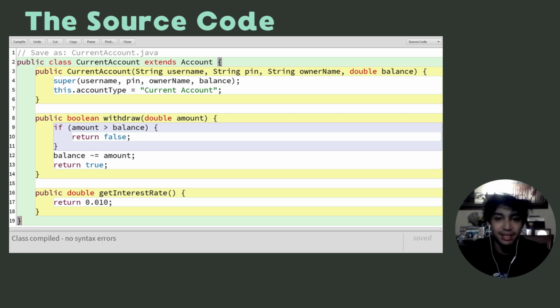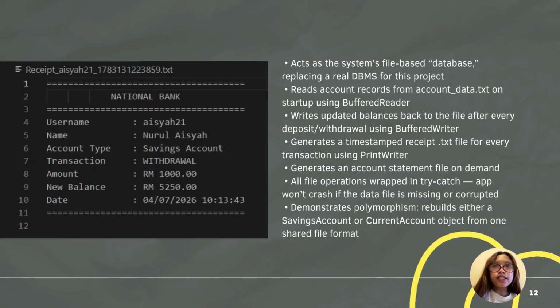It generates a timestamped receipt.txt file for every transaction using PrintWriter and can generate an account statement on demand. To ensure reliability, all file operations are wrapped in try-catch blocks so the app remains stable even if a data file is missing or corrupt. Finally, the implementation demonstrates polymorphism as it seamlessly reconstructs either a savings account or current account object from a shared file format.